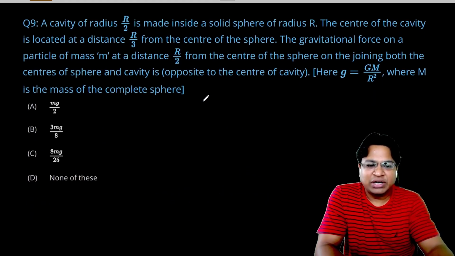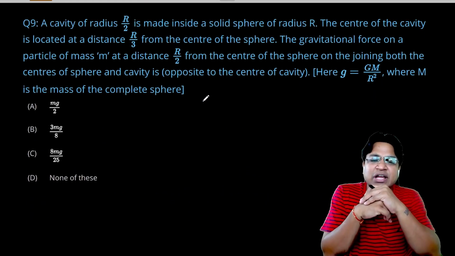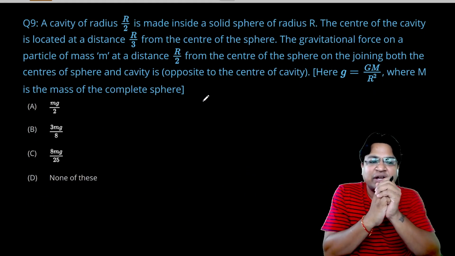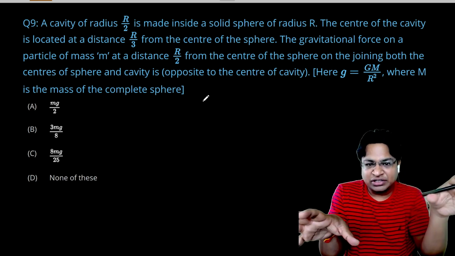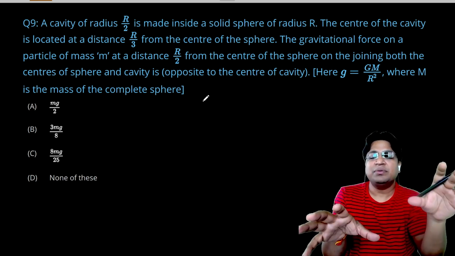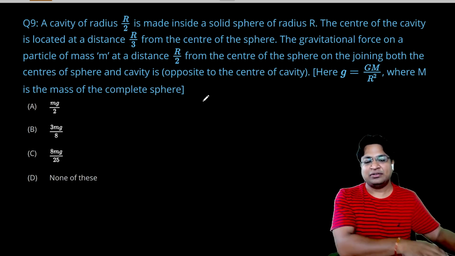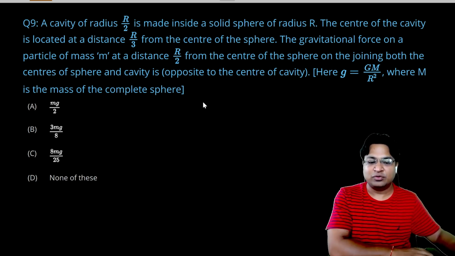Okay, now we go to question number 9. It says a cavity of radius R by 2 is made inside a solid sphere of radius R. The center of the cavity is located... So, guys, as you start reading this question, it is imperative that you start making a figure also, because this question is prone to error if you don't make the figure correctly.